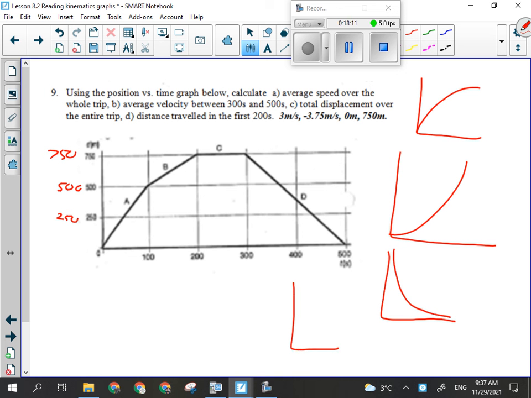Okay, and this would be, I gotta draw it the right way. That would be speeding up backwards. Yeah. Okay.